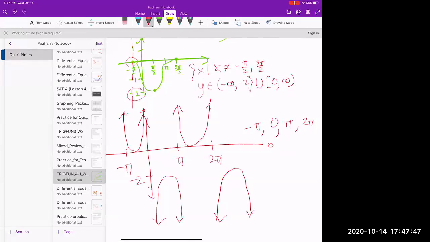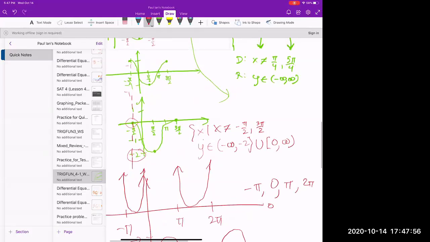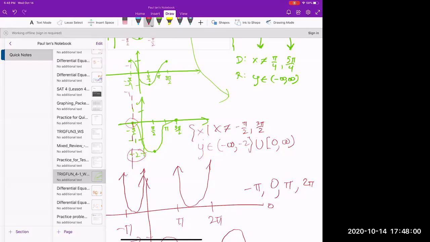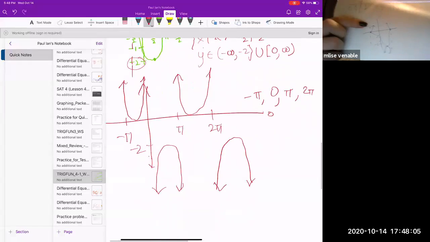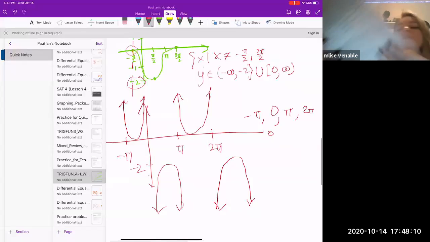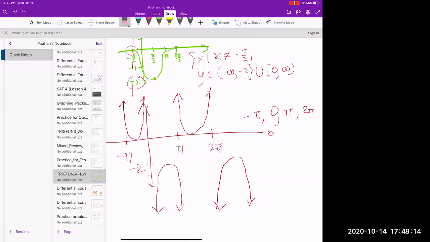How did you graph it? Did your graph look like this, or was it moved to the left? Because I know it's 0. Let me see if you did this correctly. My graph looks like this. Where are your asymptotes, first of all? It's at negative pi over 2 and pi over 2 because it moved over. Negative pi over 2 and pi over 2, or 3 pi over 2? I mean 3 pi over 2. Okay.